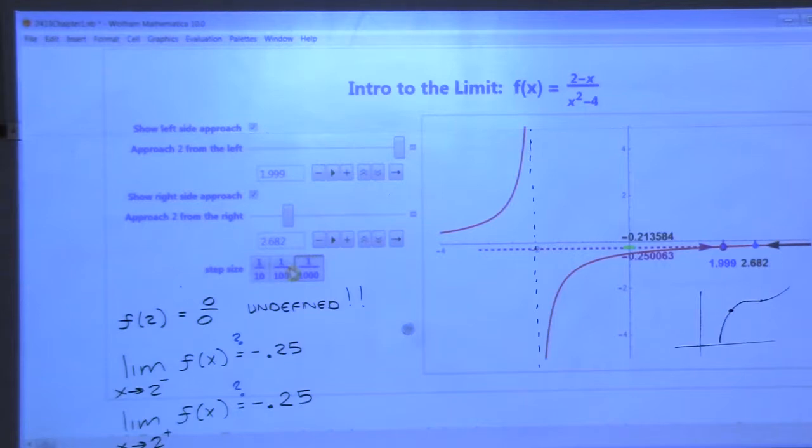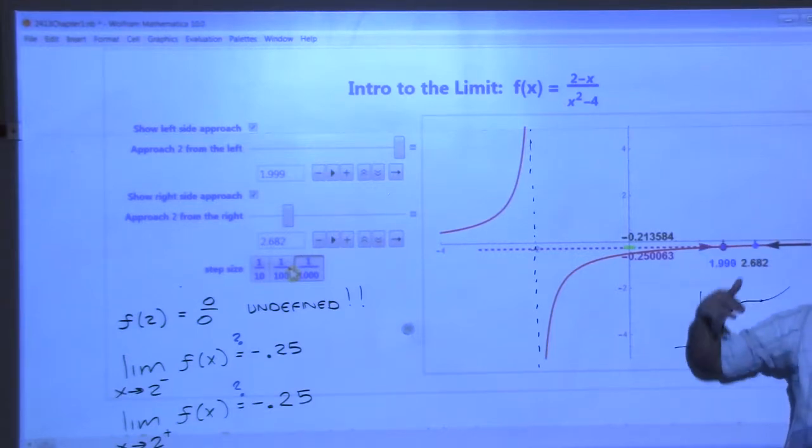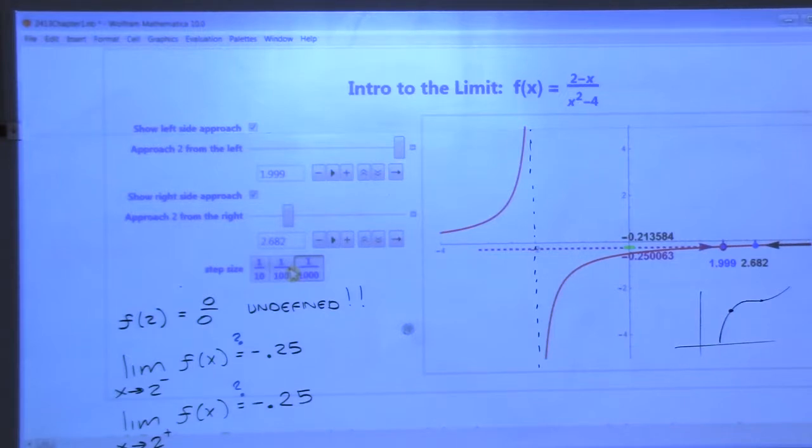It's impossible for us to plug in 2. We could, if we wanted to, make a t-table and just plug in like 1.99, 1.999, and try and see, right? That's what I'm having the computer do for us. Maybe there's a way that we can actually get that answer from the function without having to even look at the picture.